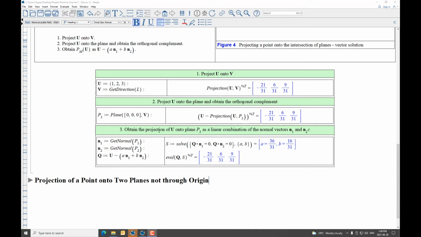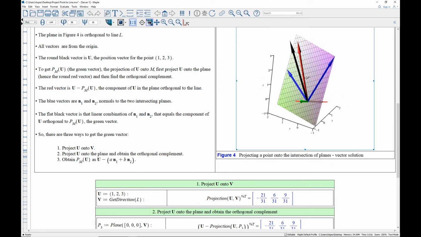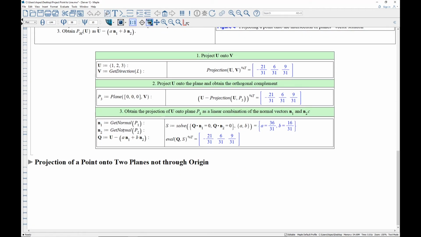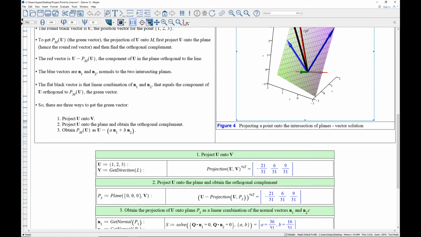And finally, let's get the projection of U onto the plane as the flat black vector, the linear combination of these two normals. So what's involved there? Well, we want the two normals. You can use the get normal command in the multivariate calculus package. It'll go to the plane object, get the normal. Here's the linear combination. You subtract that linear combination from U, and what's left is the orthogonal component. Okay, so black subtracted from this is that.